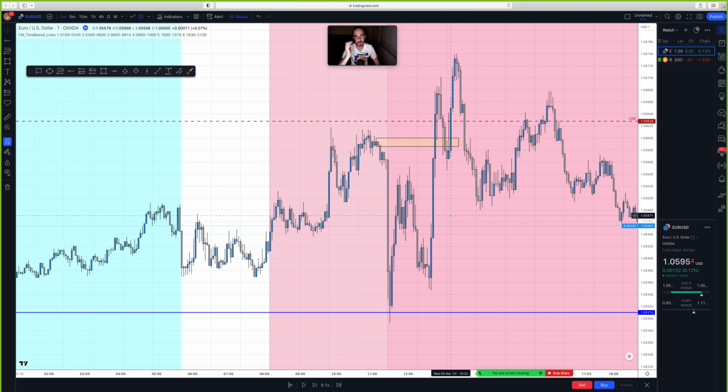So keep in mind, guys, this is a numbers game. The strategy is correct, you're just not going to be winning 100% of the time. You might win 60%, 50% of the time, but your risk to reward is what's going to make you profitable. So this was a valid trade right here.